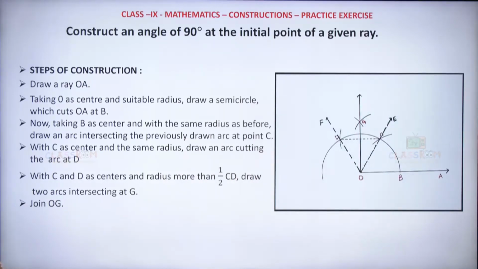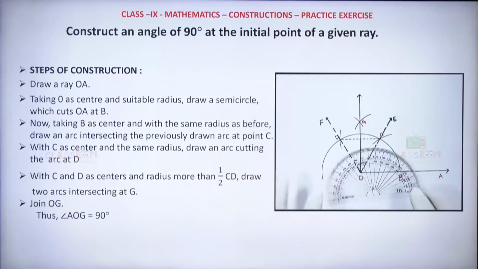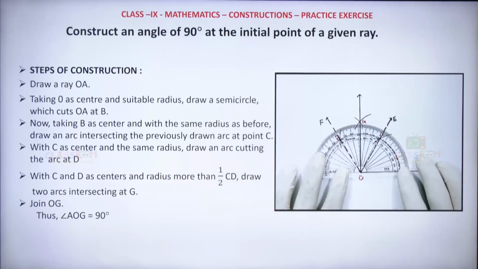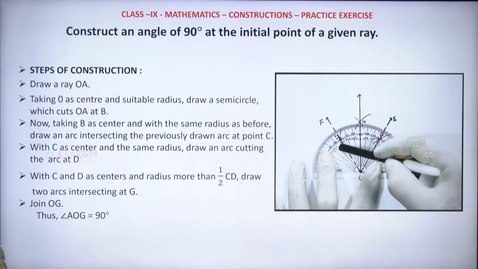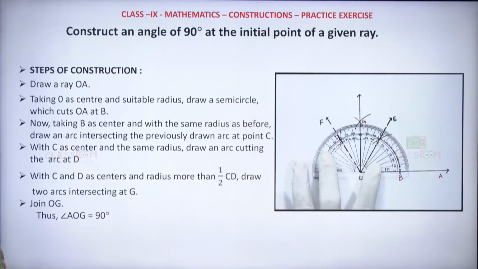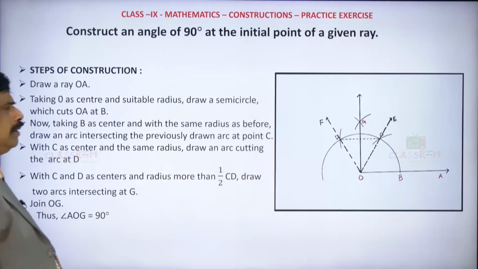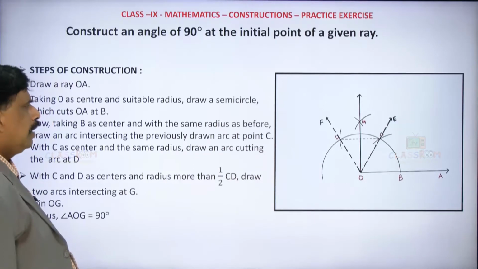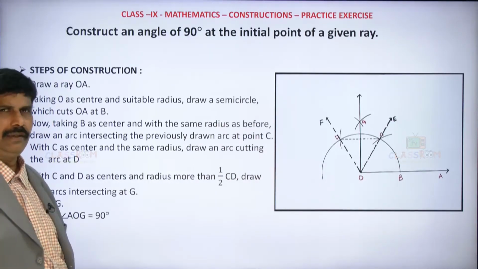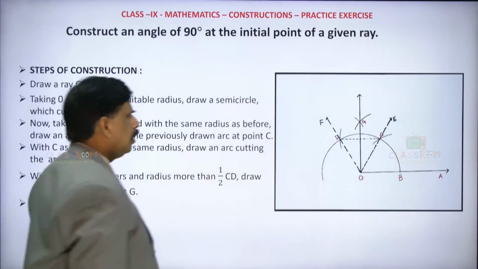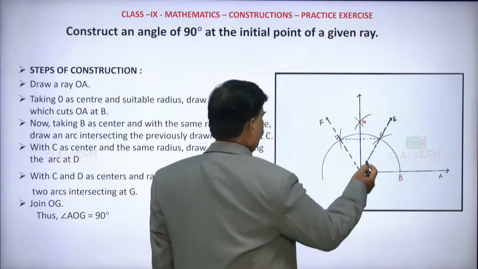Clear? Now angle AOG, if you check it with the help of a protractor, will be 90 degrees. So this is how we draw 90 degrees. And even if you check, angle AOC will be 60 degrees and angle AOF will be 120 degrees. Is it clear?